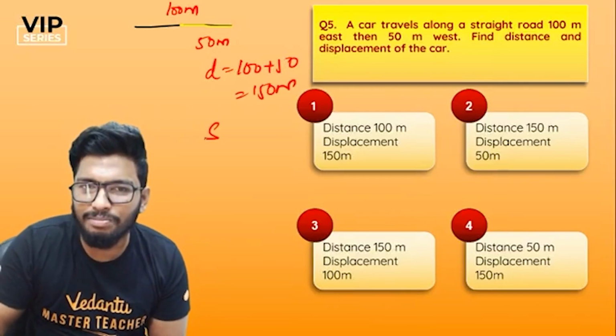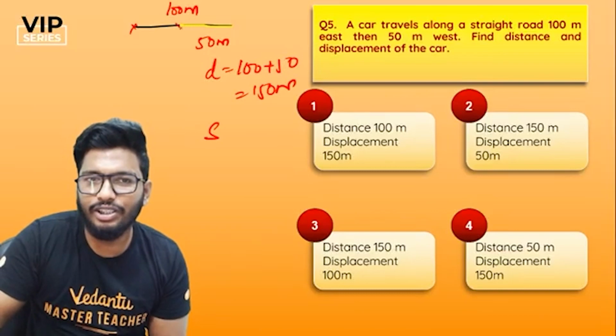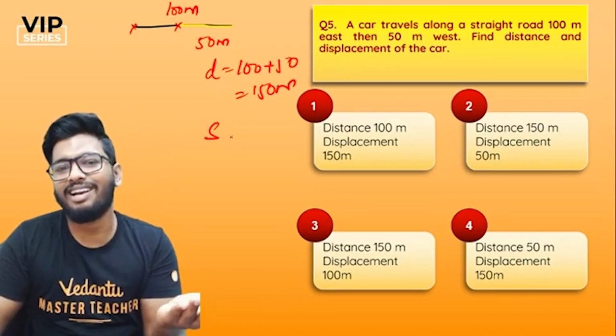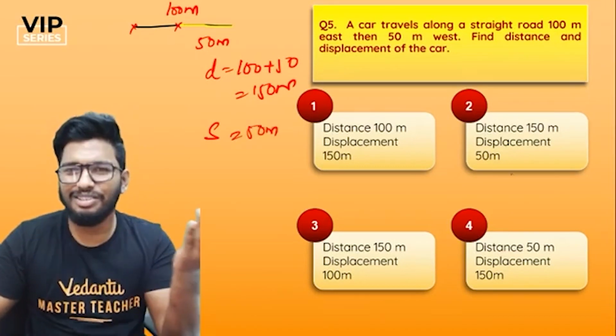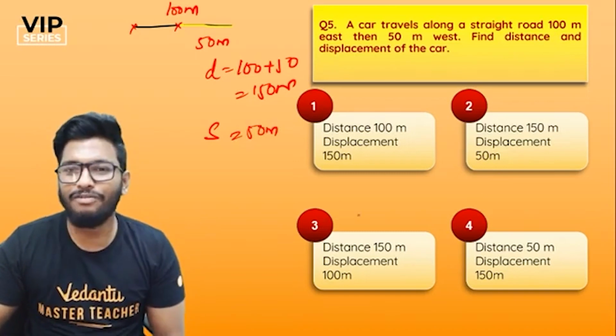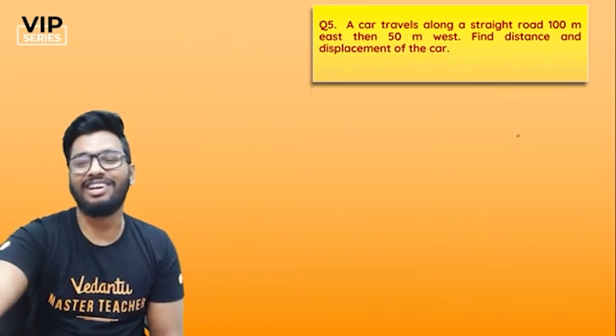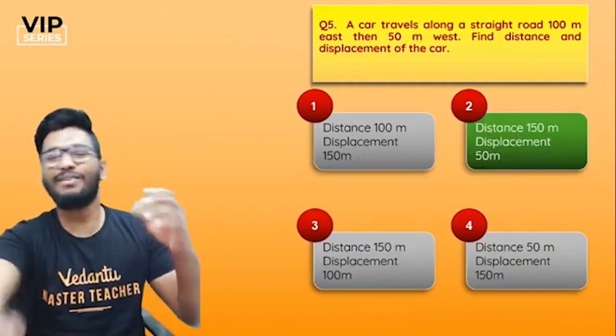What is the displacement? Final minus initial position. So 100 minus 50. What is that? 50 meters. So the answer to this question, which one is it? 150 and 50. So option number 2 would be the right answer. That's all, people. Simple question.